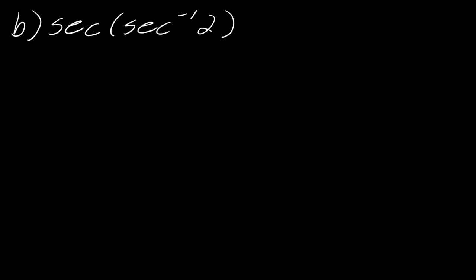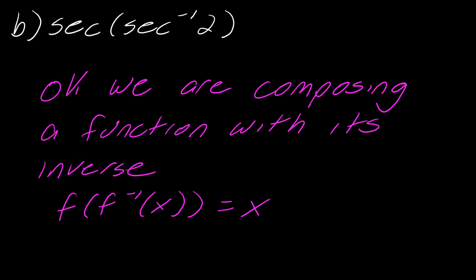Okay, so let's do that again for secant of inverse secant of 2. I just want to approach this from two different angles. First of all, we are composing a function with its inverse. So there's this property here: f of its inverse will just equal x. So this should just equal 2.